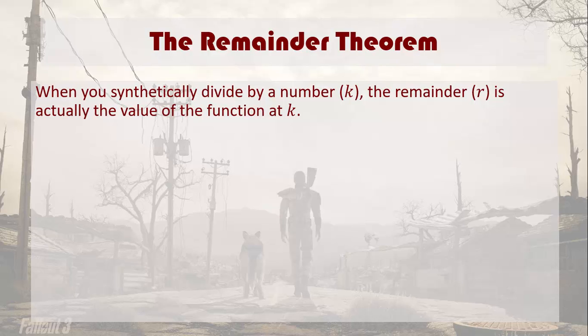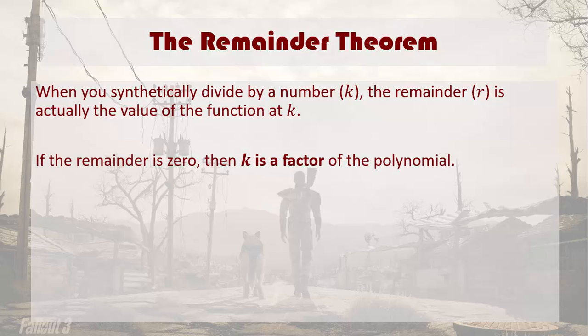It just so happens that when you synthetically divide by that number k, the remainder r is actually the value at that position k. So in other words, it's like plugging x in and figuring out what y is. Doesn't seem like much, but it's actually a lot easier to do synthetic division and get that remainder than it is to actually plug x in to the original function and go through those motions. And like I said, if the remainder is 0, then k is a factor of the polynomial, a 0 of it.